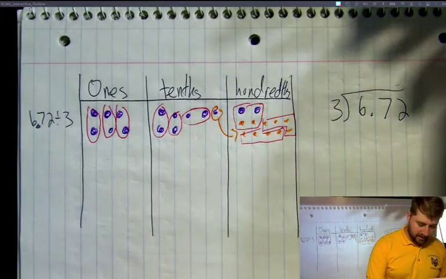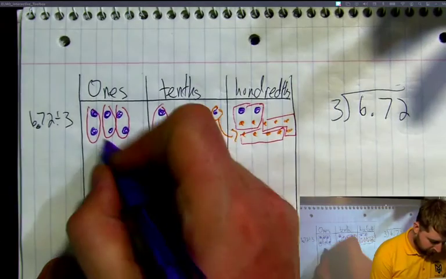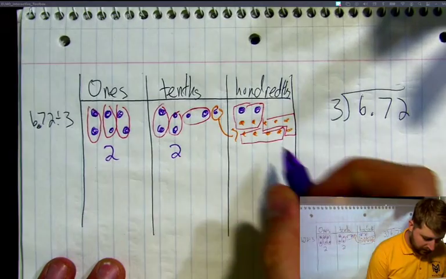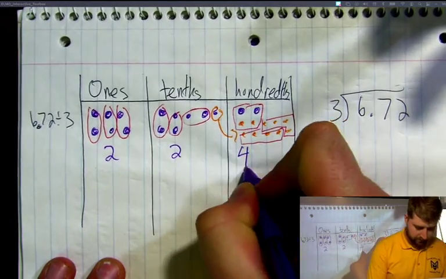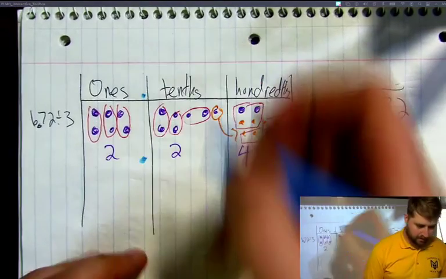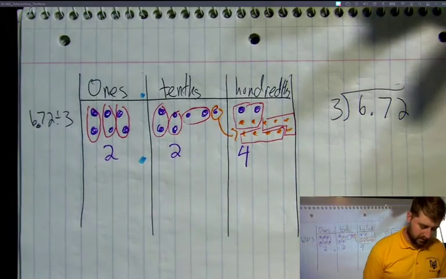So our answer is 2 ones, because there's 2 in each group, 2 tenths, because there's 2 in each equal group, and 4 hundredths. Our decimal place, of course, goes between the ones place and the tenths place. So we have 2 and 24 hundredths.